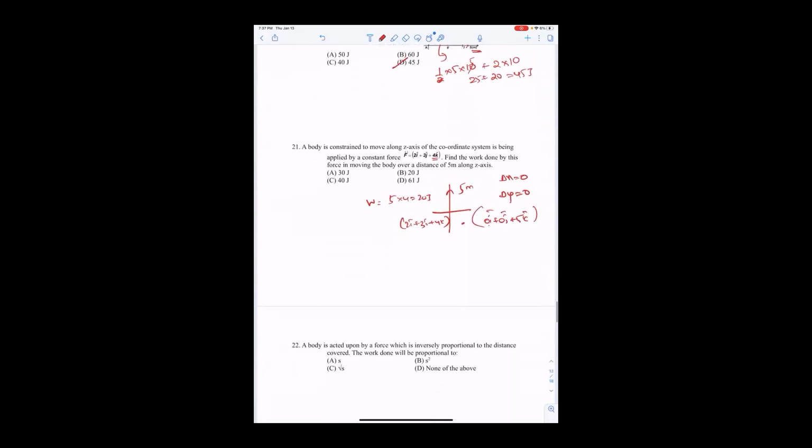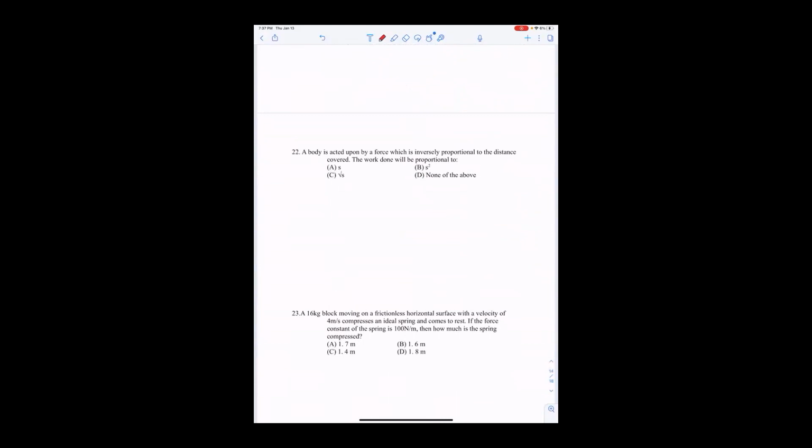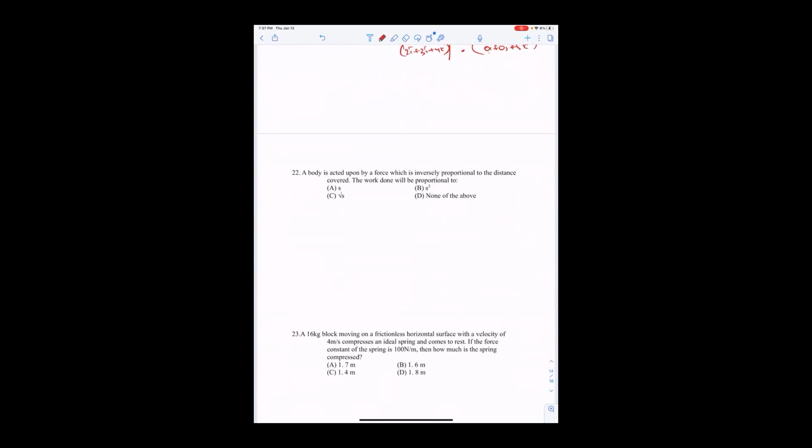Take this screenshot. These are very easy, basic questions. A body is acted upon by a force which is inversely proportional to the distance covered. So force is inversely proportional to the distance covered, 1 by S. The work done will be proportional to, again, small work is F dot ds, so integrate. Work done is the integral of 1 by S ds. Instead of force, I can write K, some constant, by S. So K by S, K comes out, it is ln S. Ln S is not there in the options, so none of the above.